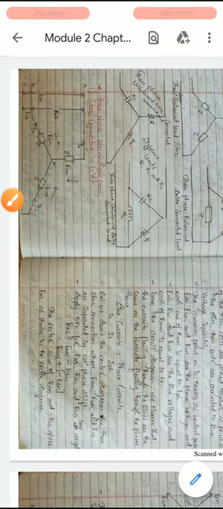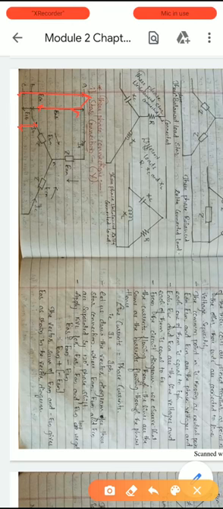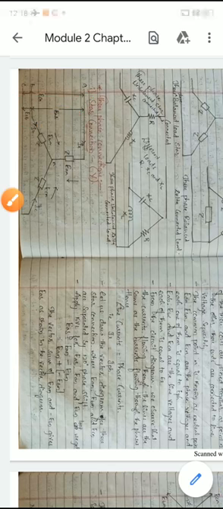Similarly, if I calculate the voltage from A to B, or A to C, or B to C, these are called what? Line voltages, right? So EAN, EBN, ECN are called phase voltages, and EAB, EBC and ECA are called line voltages.